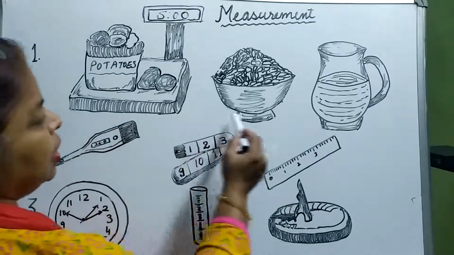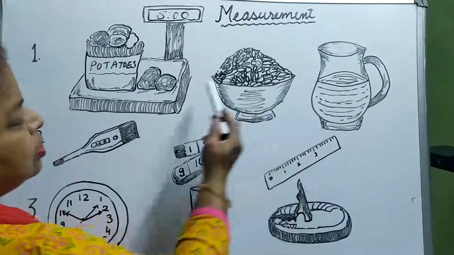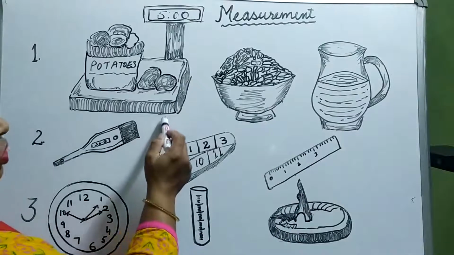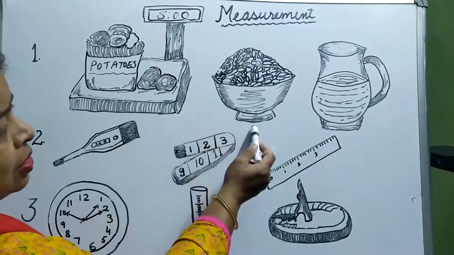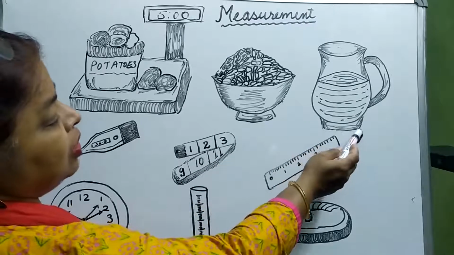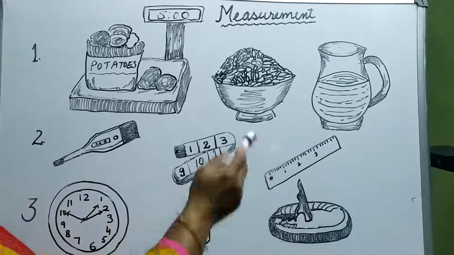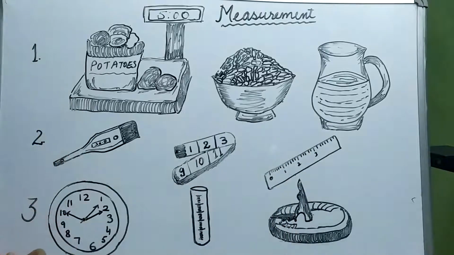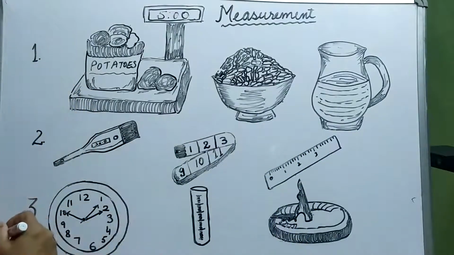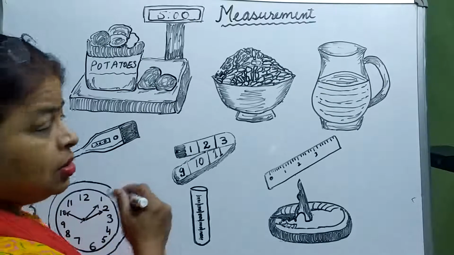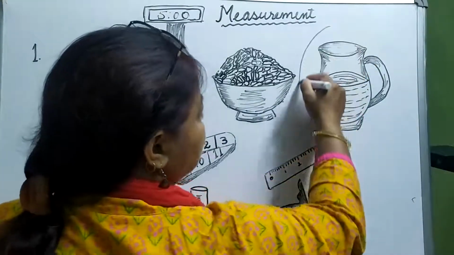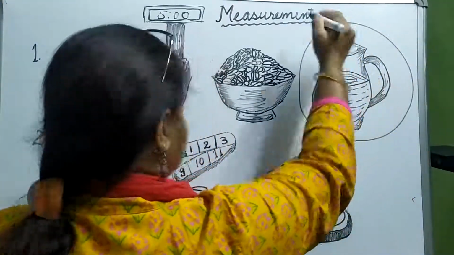Now, what do you think, out of these three pictures, which one is odd one out? This is potatoes being measured. In this, we are talking about the measurement of rice, and here we are talking about the quantity of water present in the water jug. So out of the three, which one is the odd one out? I hope you have guessed. Yes, this is right. This is the odd one out. Let us mark it in a circle.